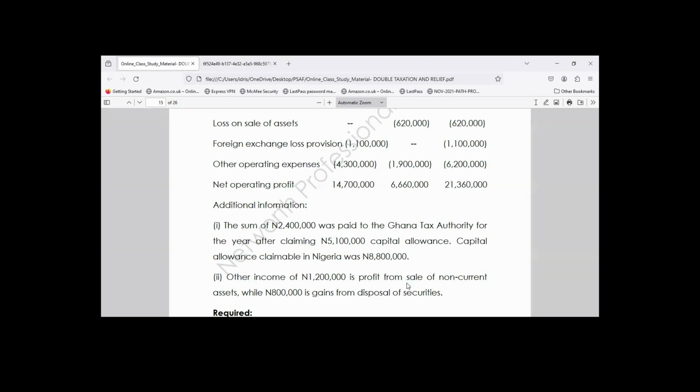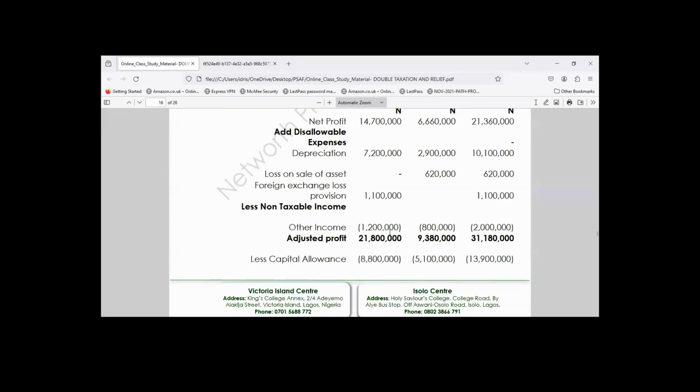Gain is not taxable under company income tax. It's going to be taxable under which type of tax? It's going to be taxable under capital gain tax, CGT. Do you understand? Gains are not taxable under company income tax. Gains will be taxable under capital gain tax. Do we understand? So those two incomes, they are non-taxable.